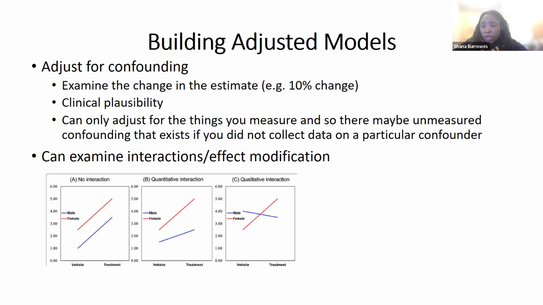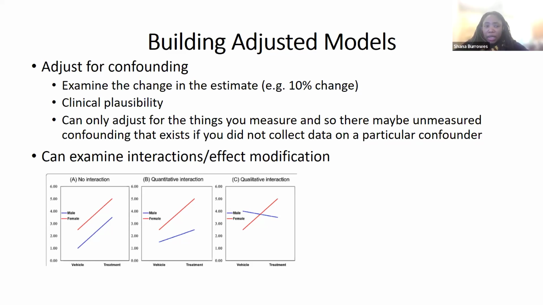So some people say if there's a 10% change in my estimate, then this is probably a confounder, and I want to keep it in my final analyses. Some people decide, no, it needs to be a 20% change before it can be considered a confounder. And that's something you need to decide prior to when you actually start your analysis.